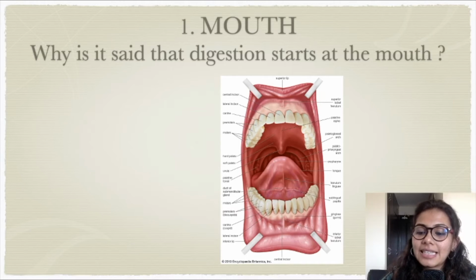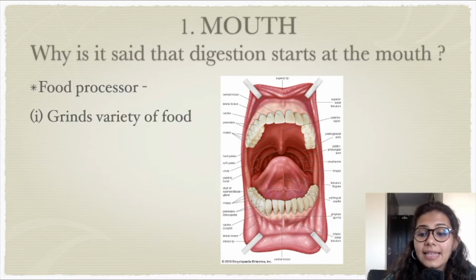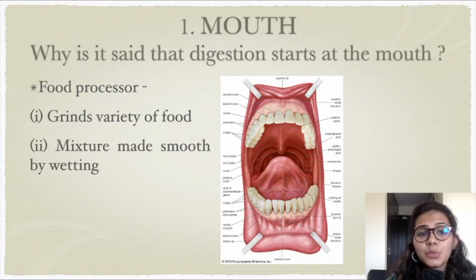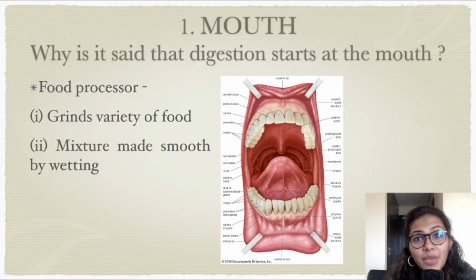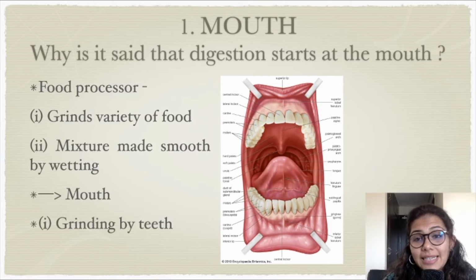So what is the machine that it functions like? It's a food processor. So inside our kitchen, what does the food processor or mixer grinder do? It grinds a variety of food and grinds it into a smooth paste. So how is it made smooth? By wetting. Like we keep pouring a little water to make the mixture smooth, right? Something like this happens in our mouth too. Here in our mouth, grinding is done by teeth and wetting is done by saliva.